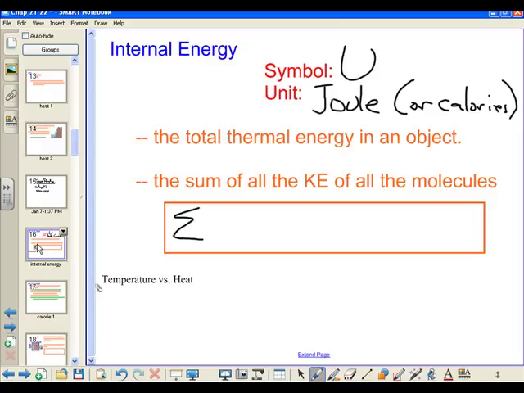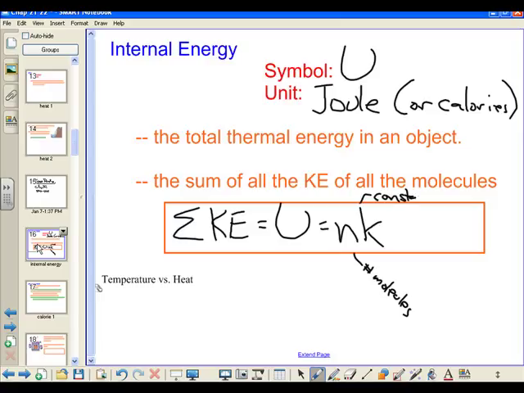This is the sum of all the molecules, the sum of all those kinetic energies. In other words, the Greek letter sigma, mathematically, means sum. The sum of all the kinetic energies equals U. It also equals N, the number of molecules, times k, a proportionality constant called the Boltzmann constant, times T, temperature.